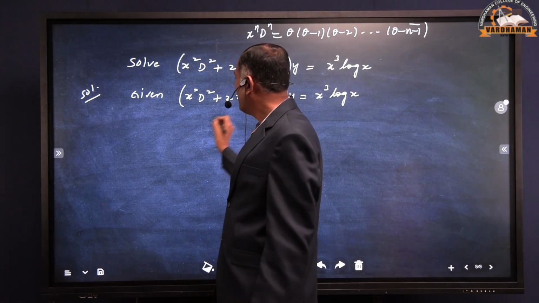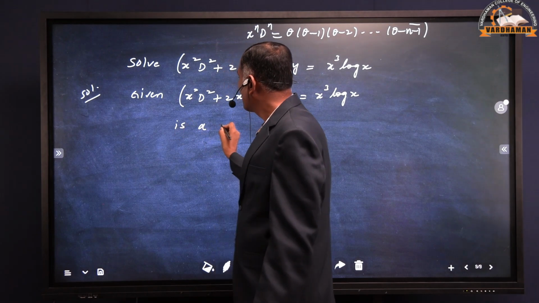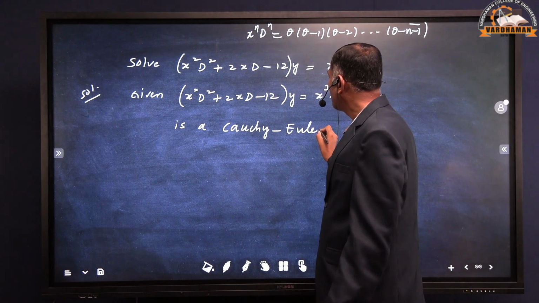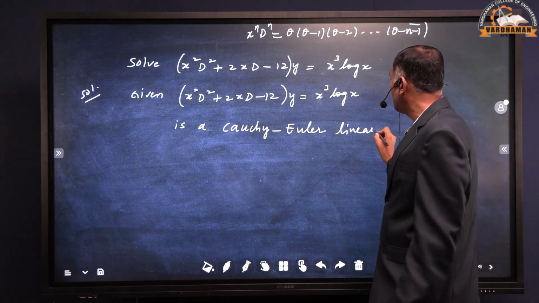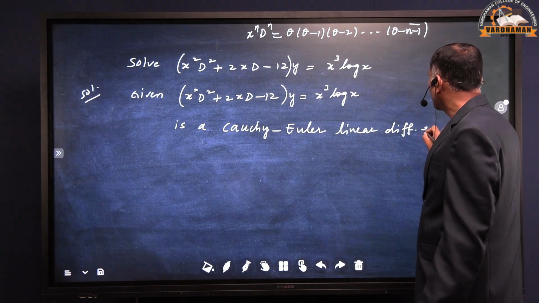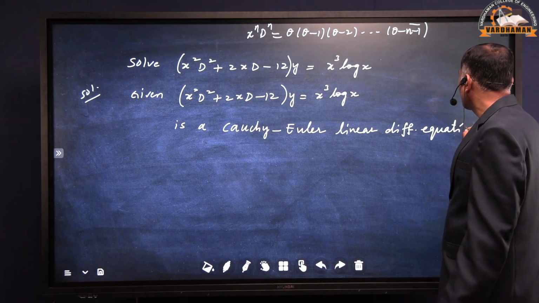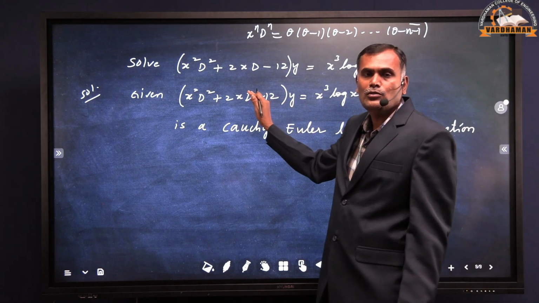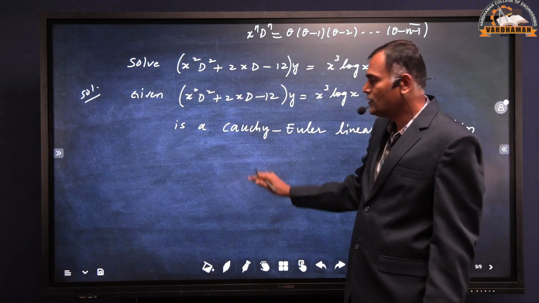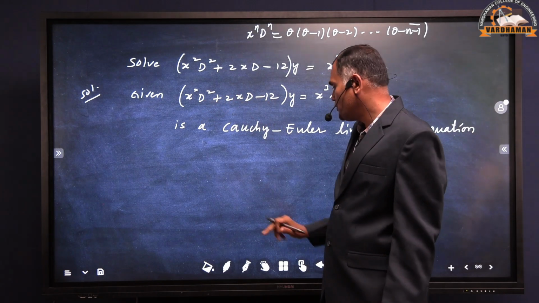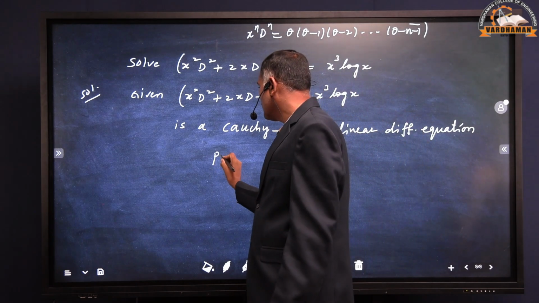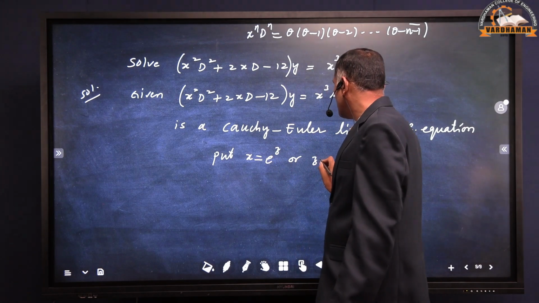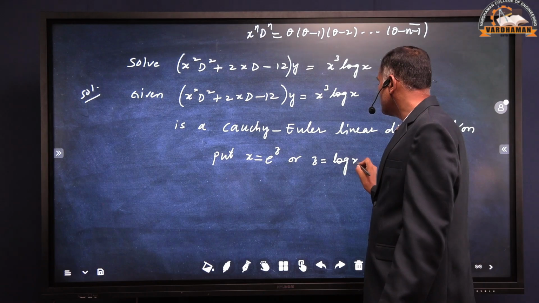Now this is a Cauchy-Euler linear differential equation. Let us reduce this to a linear DE with constant coefficients. Clearly it is a linear DE with variable coefficients. Now the substitution is, put x equals e power z, or we can say z equals log x.